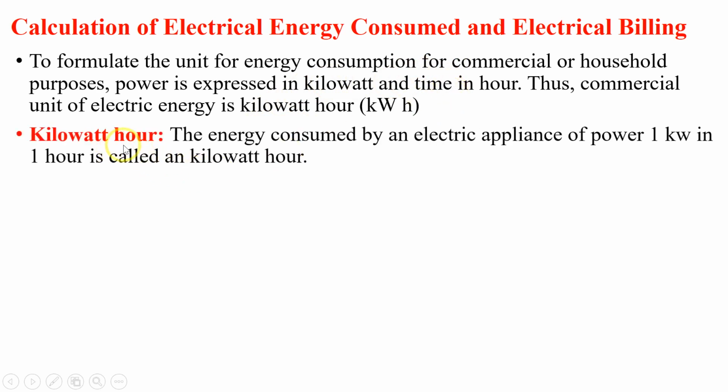So 1 kilowatt hour is the energy consumed by an electrical appliance of power 1 kilowatt in 1 hour. The energy consumed by an electrical appliance of power 1 kilowatt in 1 hour is called 1 kilowatt hour. So let's further understand this kilowatt hour by doing further questions.